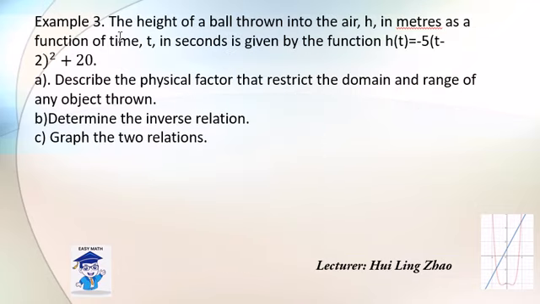Example 3. The height of the ball thrown into the air, h in meters as a function of time t in seconds, is given by the function h equal negative 5 times the perfect square of t minus 2, and then plus 20. Number A. Describe the physical factors that restrict the domain and range of any object thrown. Number B. Determine the inverse relation. Number C. Graph the two relations.